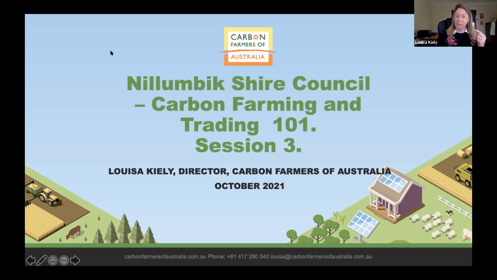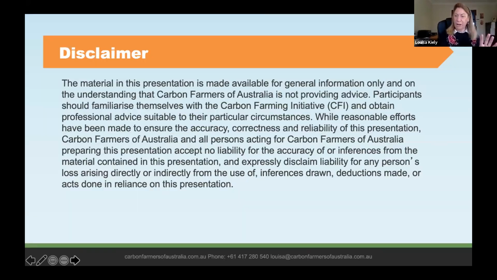But I've got a lot to go through, so I will get started. Today I'm going to segue to the soil carbon space. I think I might have said I was going to do the tree carbon plantings. What we did last time was figure out the paperwork to do one of these projects. I hope none of you were daunted by that, because it's not rocket science. You do it once or twice and then you can do it. This is not advice. This is general information.